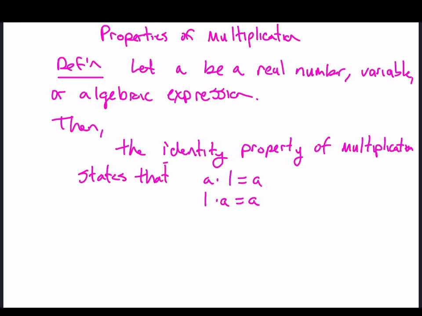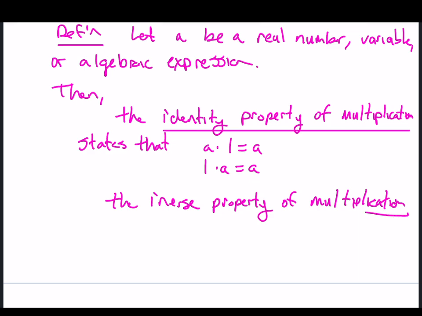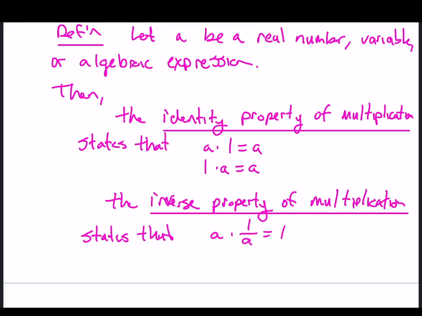Also, that's the identity property. The inverse property of multiplication states that a times 1 over a, its multiplicative inverse, is equal to 1, and that 1 over a times a is equal to 1, so long as a is not 0.